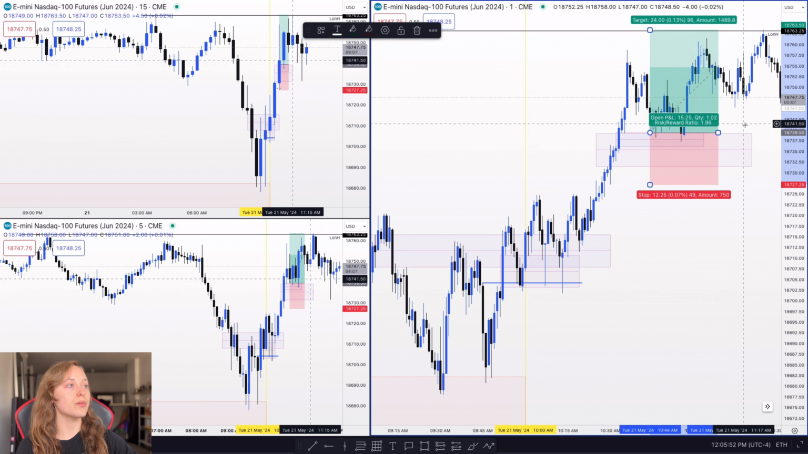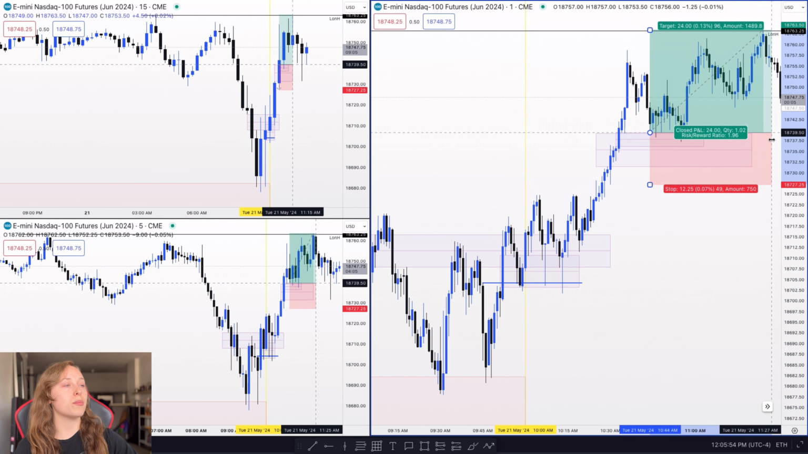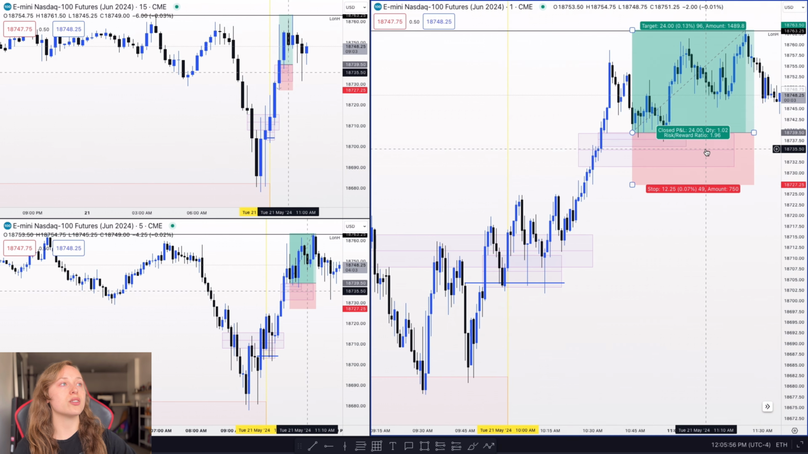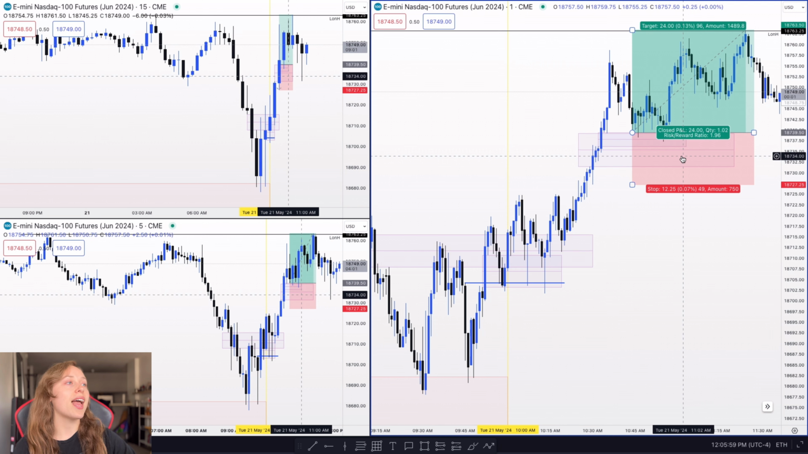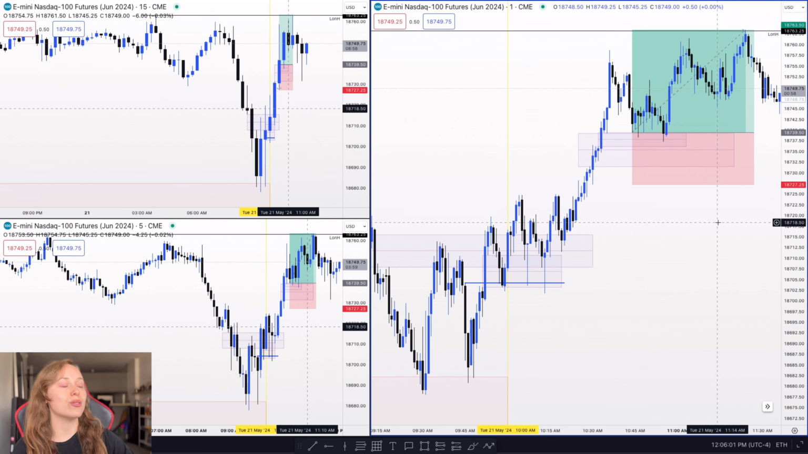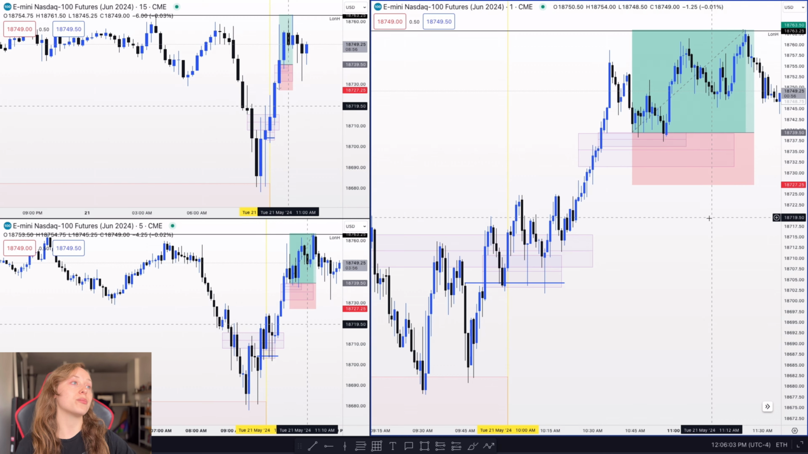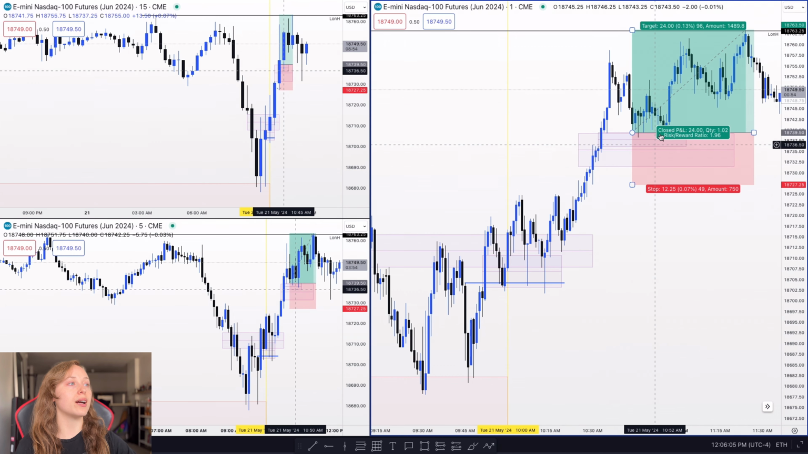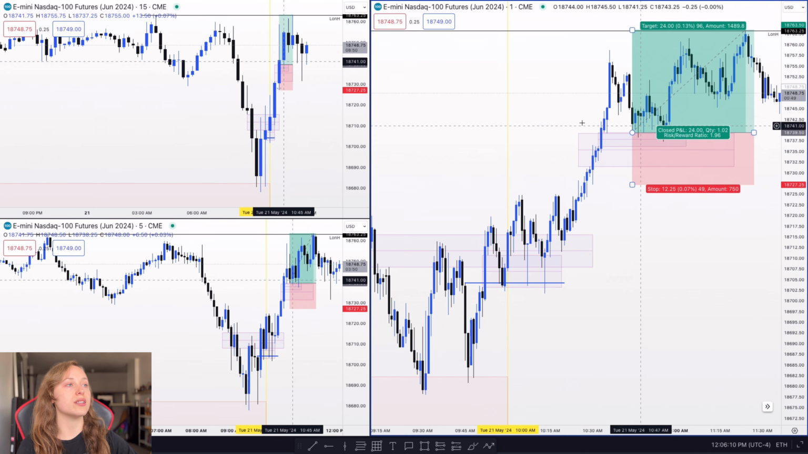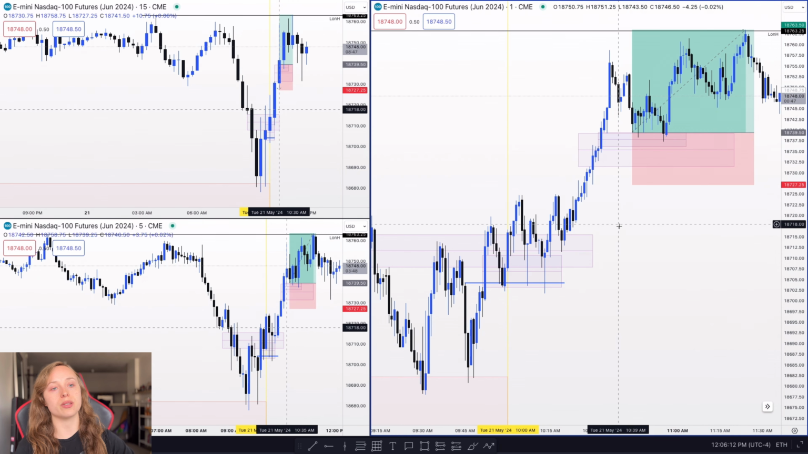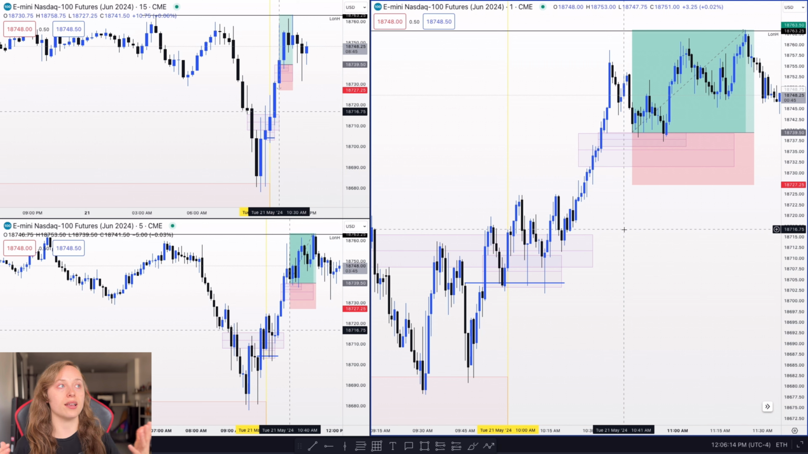So even though we didn't get that perfect entry, we still managed to grab a couple points and we're able to still take a decent setup. So with this 1 minute fair value gap, and then of course we took out that sell side liquidity here, traded down into that 1 minute fair value gap, aligned with the 5 minute fair value gap and into the London highs. Perfect.